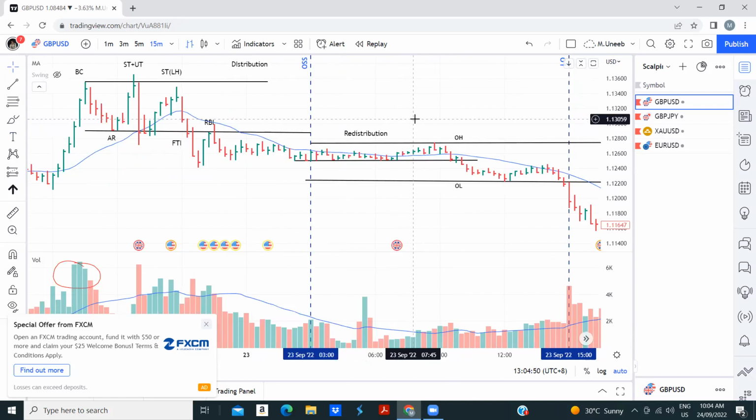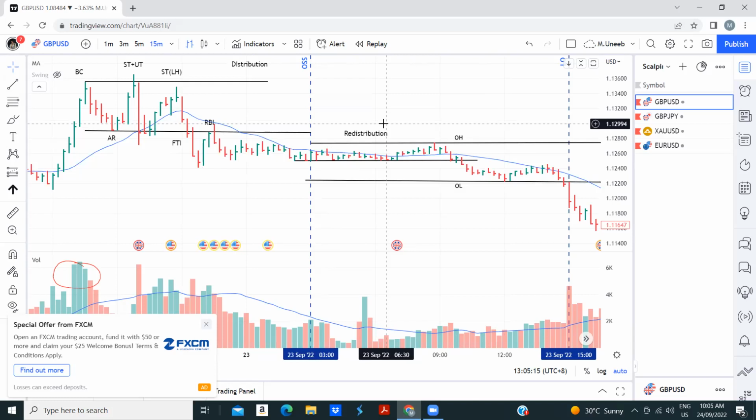Hello? Can you explain again? I'm saying once this is FTI, falling through ice, we have a distribution pattern. The price is broken down the channel, and then the price is entering into this range, into this overnight high and overnight low range. Then this range should be a redistribution because after FTI, there's always a redistribution, right?